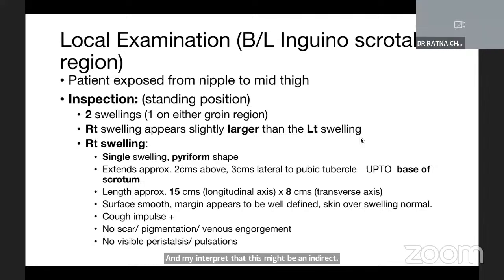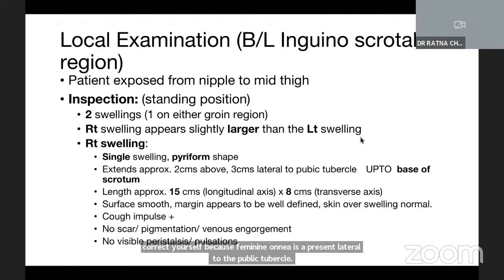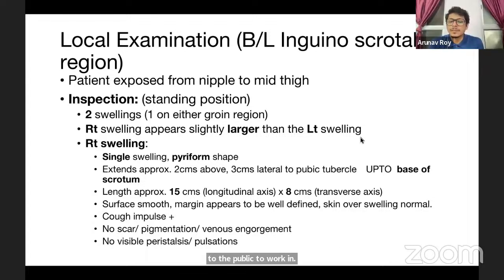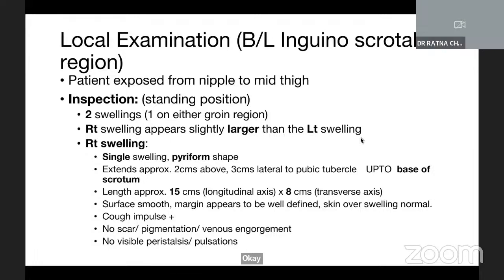Do you think an inguinal hernia is present lateral to the pubic tubercle? It's a very gross mistake, you should read and correct yourself, because femoral hernias are present lateral to the pubic tubercle and inguinal hernias are present superior and medial to the pubic tubercle. Okay? Yes, ma'am. This is a gross mistake which you should not make. Yes, ma'am. Please proceed.